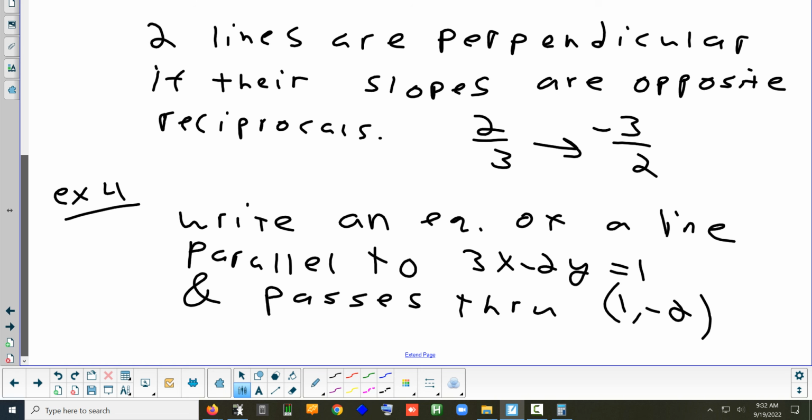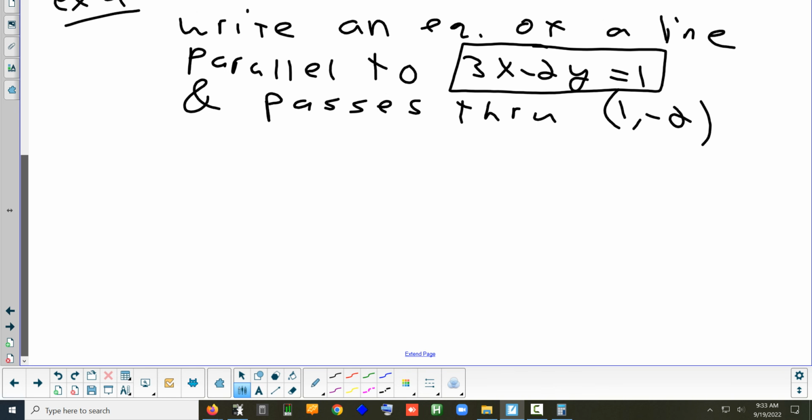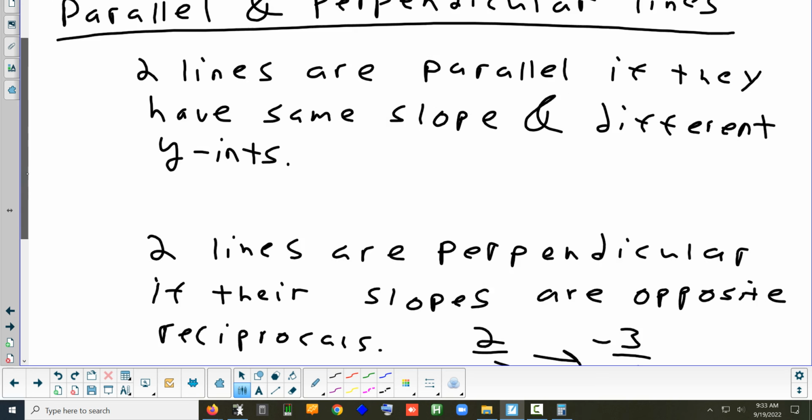Now they don't tell me the slope, but they tell me something I can use to find the slope. They say that I have to be parallel to that. So in a sense, that does tell me what the slope should be. I just need to figure it out. So does parallel mean I want same slope or opposite reciprocal? Same slope. How am I going to find the slope of this? Because I have to be the same. So I need to know what this is. You turn that into y equals mx plus b.